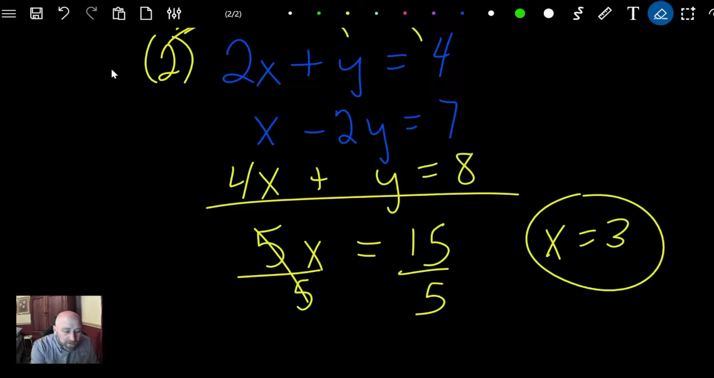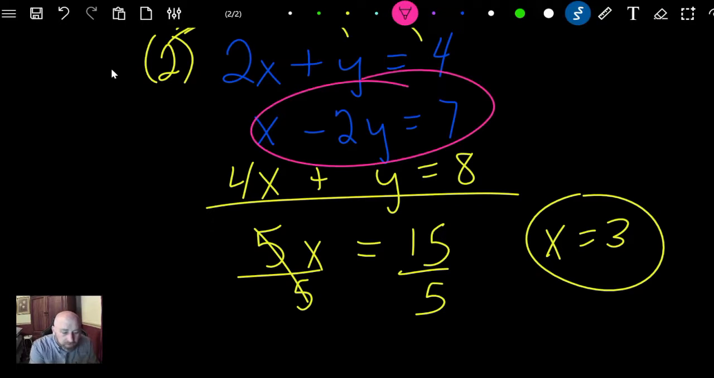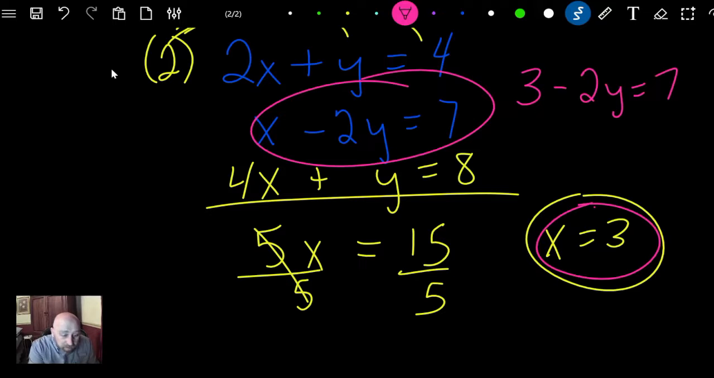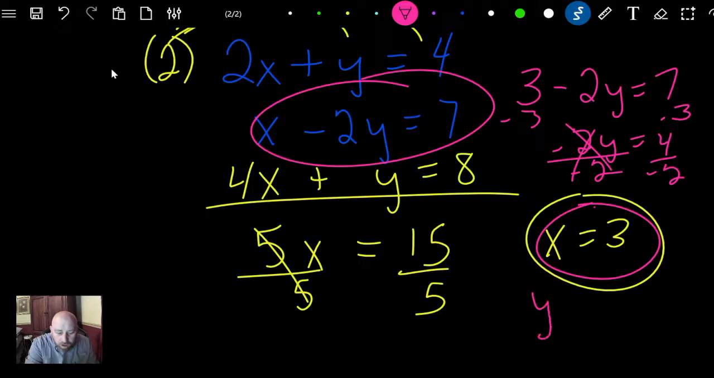I'm going to go back into one of these equations, so I'll just pick this one. So here I have 3, because that's my x right here. So I have 3 minus 2y equals 7. I'm going to move the 3 to the other side, so subtract 3, subtract 3. I'm going to get negative 2y equals 4. Divide both sides by negative 2, and I'm going to get that y in this case is going to equal negative 2. So x equals 3, y equals negative 2.